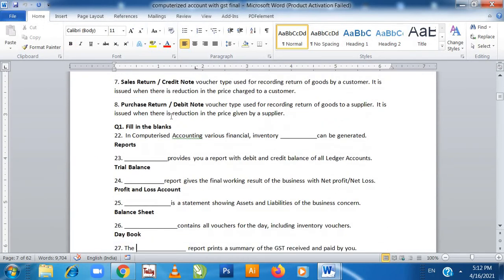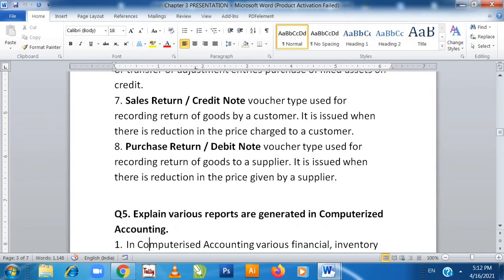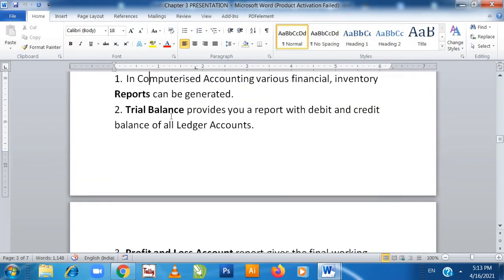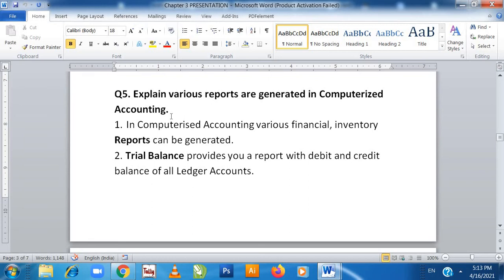I'll move to another question, that is, explain various reports generated in computerized accounting. In computerized accounting, various financial inventory reports can be generated.